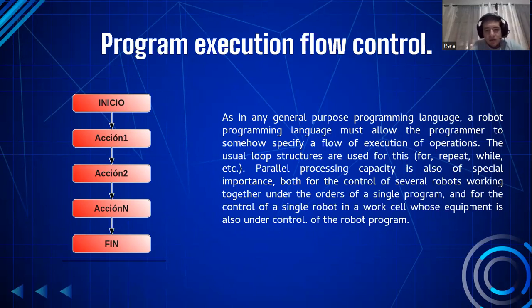Well, in program flow control, most programming software specifies the execution of operations. The usual loop structures used for this are for, if, and while. In parallel processing, the capacity is also of special importance for the control of a single robot in the work cell, so the whole equipment is also under control.